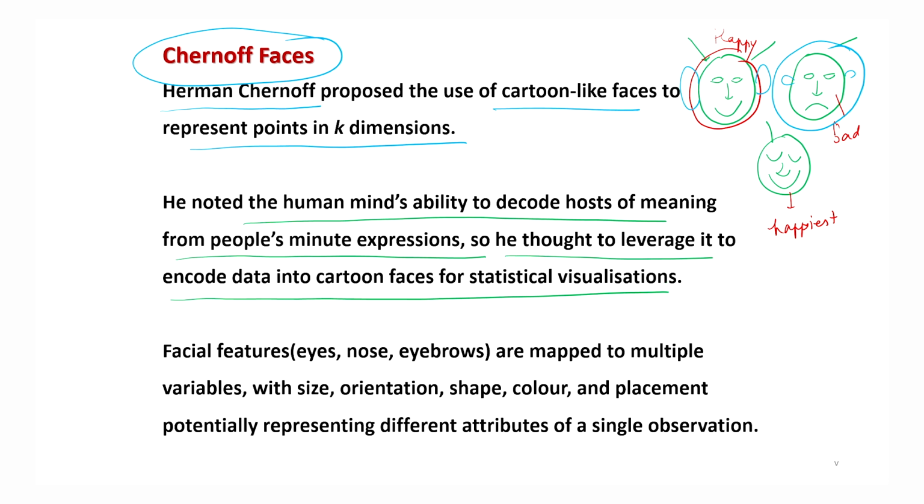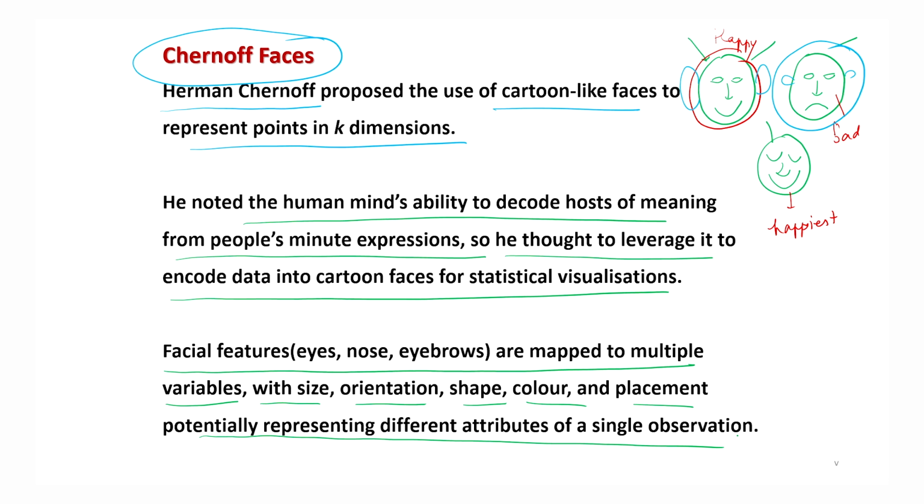It is correct. If you try to see, a human being can make various types of faces, and by looking at them we can immediately judge what the person is trying to think: happy, sad, not so happy, etc. And these expressions are given only by facial features like eyes, nose, eyebrows, ears, etc. So if I map the facial features to multiple variables with size, orientation, shape, color, placement, they can potentially represent the different attributes of a single observation.